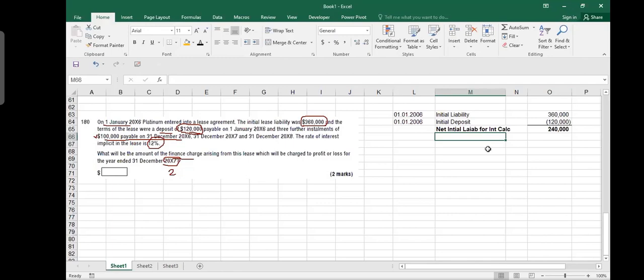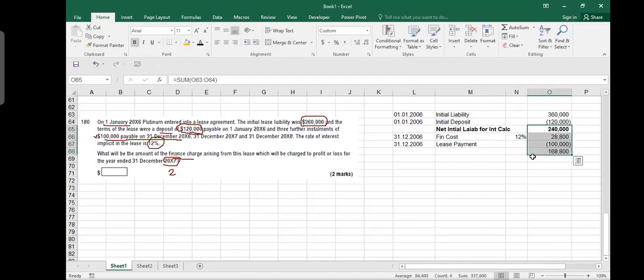I would say, on 31st December 2006, 1 year later, my finance cost should be at 12%, and 12% of 240,000 becomes 28,800. And then on 31st December, because it said in the question that you pay one more lease payment on 31st December, we pay here 100,000 more.